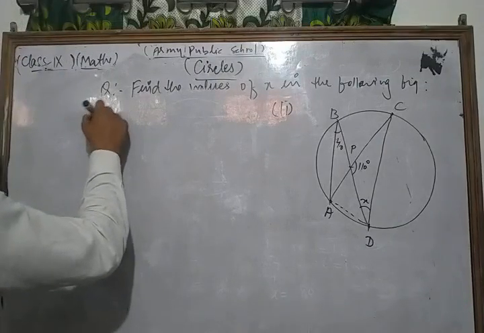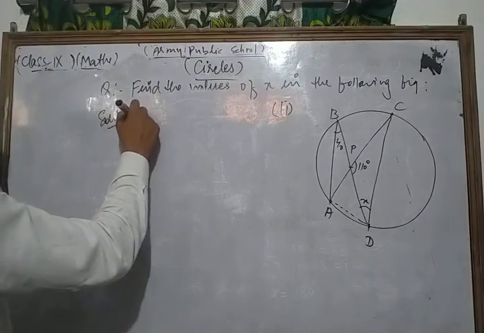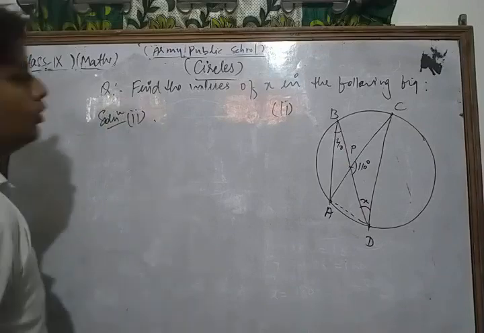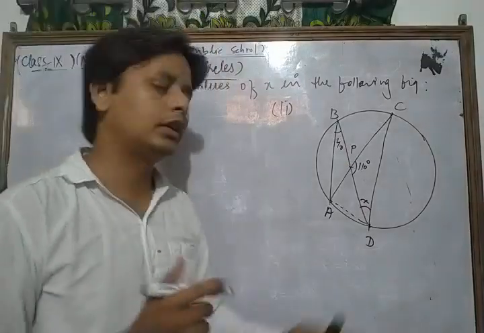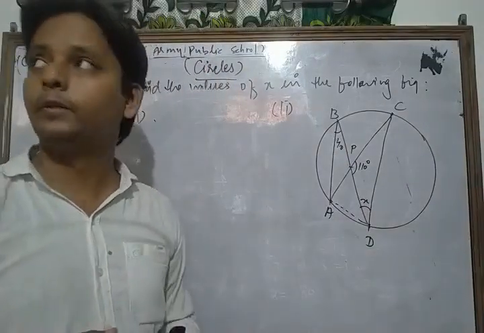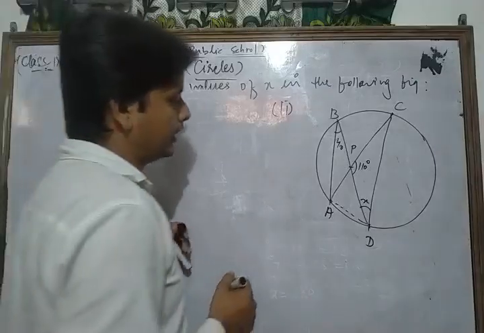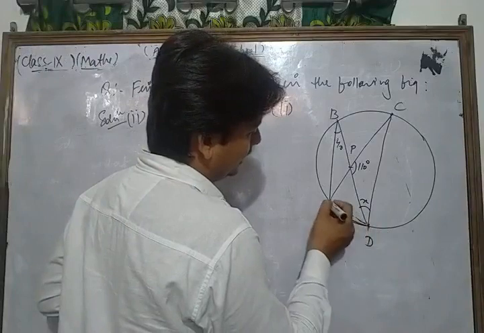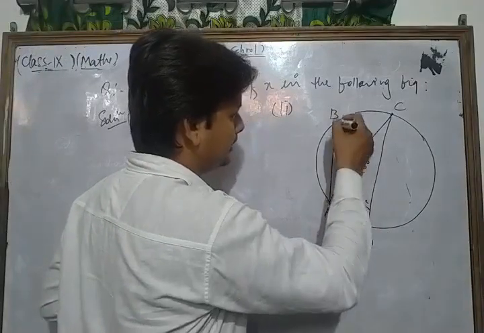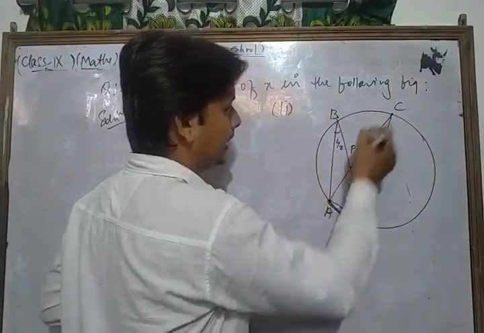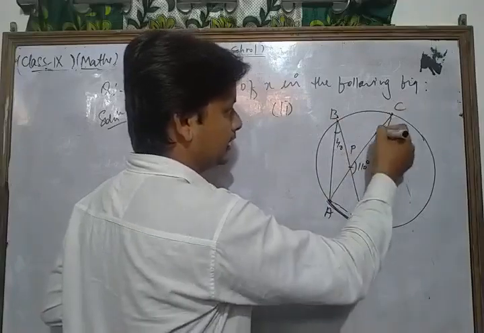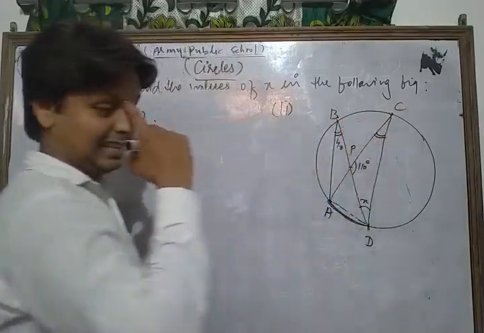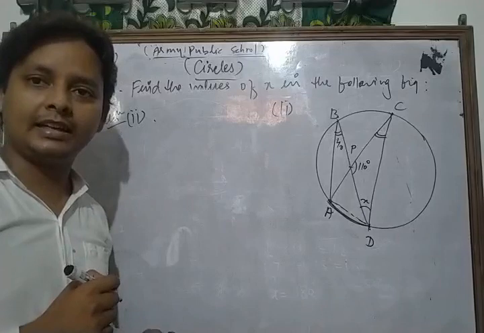Now let's see the second part of this question. Look, first of all, look at the figure very carefully. If we observe that figure carefully, we find that this is arc AD, and the angles subtended by it on the circle are angle ABD and angle ACD. These are angles in the same segment.